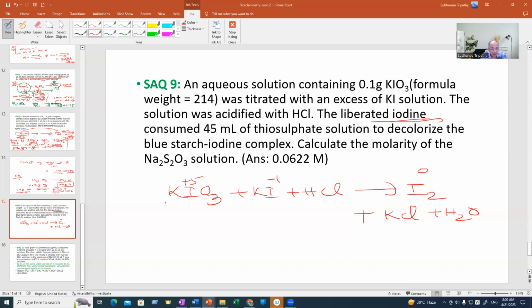Sir, hello, KIO3 plus 5 KI plus 6 HCl give rise to 3 I2 plus 6 KCl plus 3 H2O. Look, +5 going to 0: change of 5, so multiply by 5. And -1 to 0: change of 1, multiplied by 1. Then hit and trial.